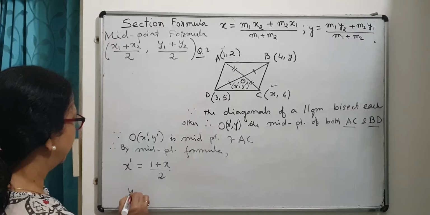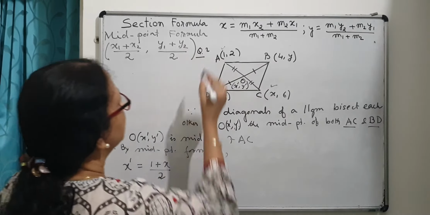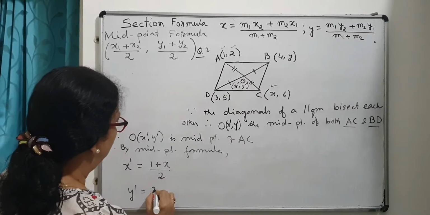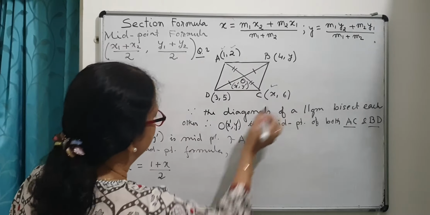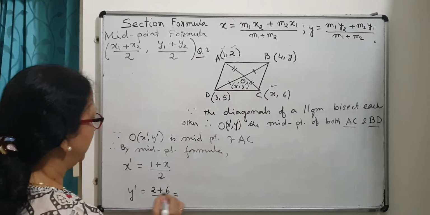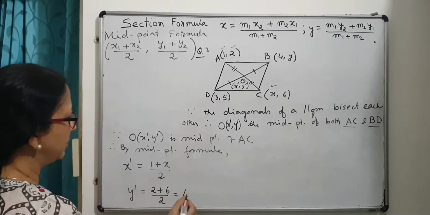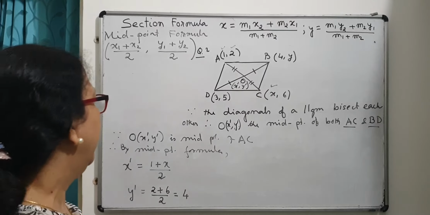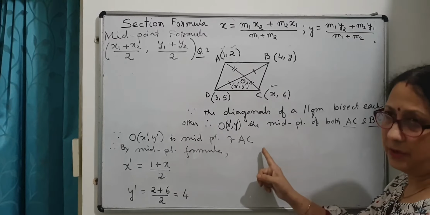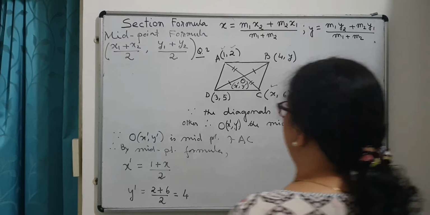And y dashed will be y1 plus y2 by 2. So for AC, y1 is 2 and y2 is 6, by 2. So how much is it? 8 by 2 is 4. So y dashed is 4 and x dashed is this. Now when I consider this to be the midpoint of BD, then also we'll be getting the same thing.